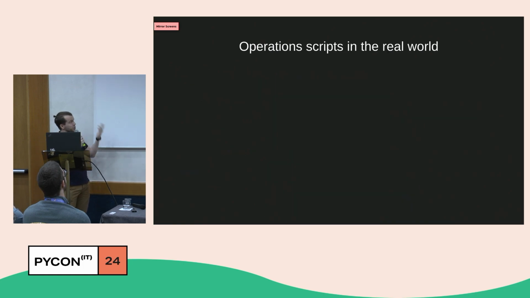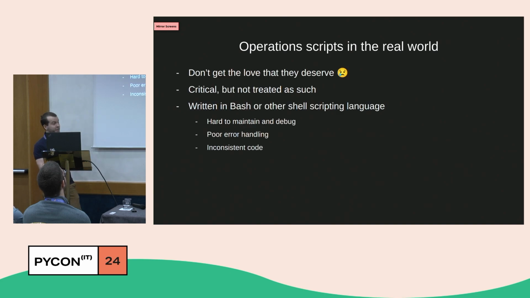So these are operation scripts, or at least how I perceive them. And in the real world, I think that they don't get the love that they deserve, right? These scripts tend to look like this, even though they are critical. And critical not in the sense that they are running all the time or they are business logic, but without them, we can't do what we're supposed to do. We can have the best code out there. If we can't deploy it, or if we can't configure the database, or if we can't connect somewhere, it's just not there.